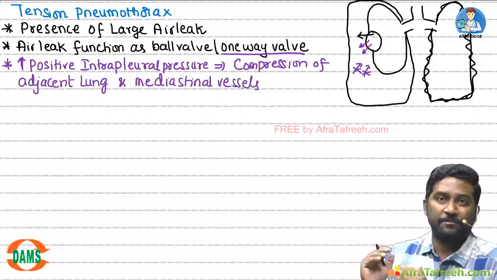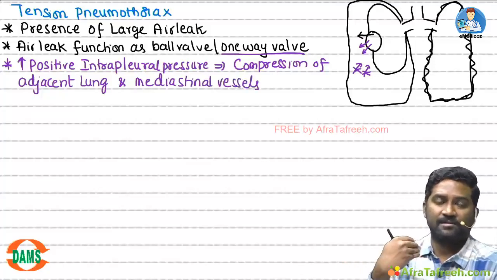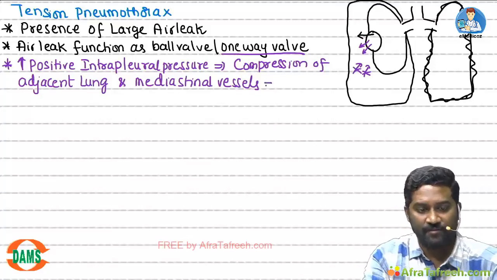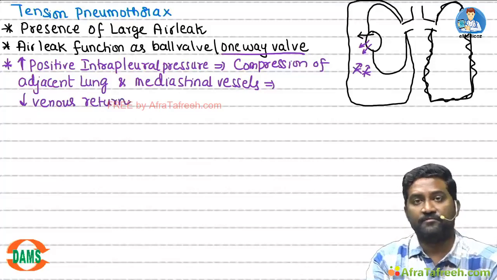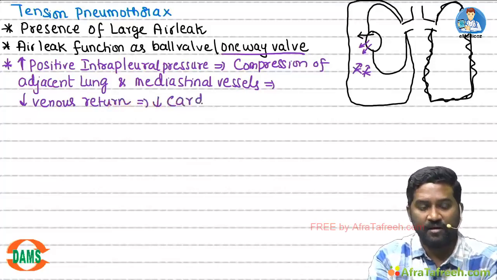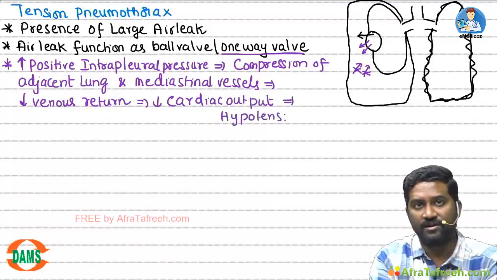Now, whenever the mediastinal vessels are getting compressed, there will be great vessels in the mediastinum. Because they are getting compressed, venous return will not reach your lung. There will be decreased venous return. Because of reduction of venous return, there can be decreased cardiac output, that will result in hypotension, ultimately shock.